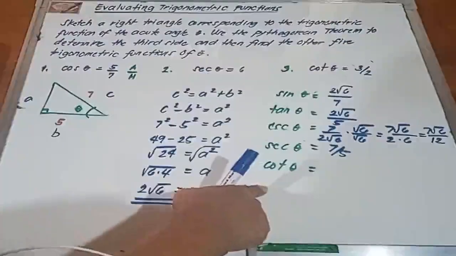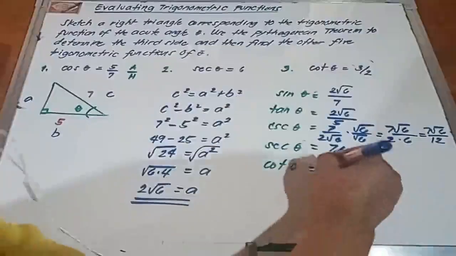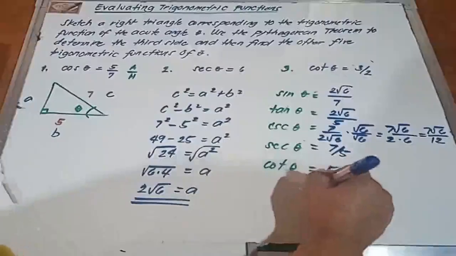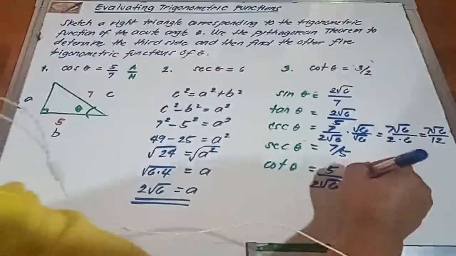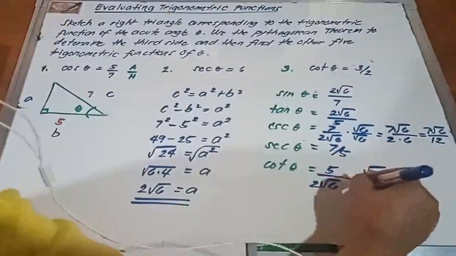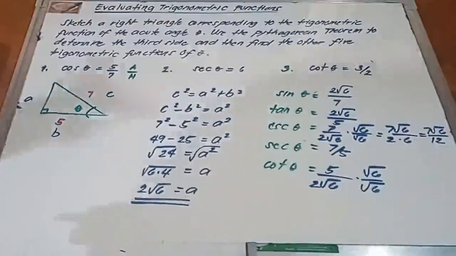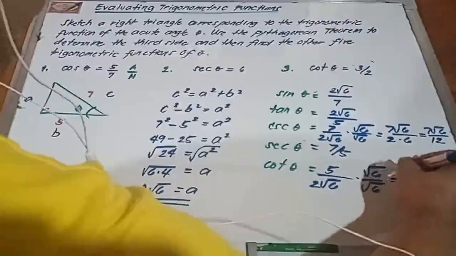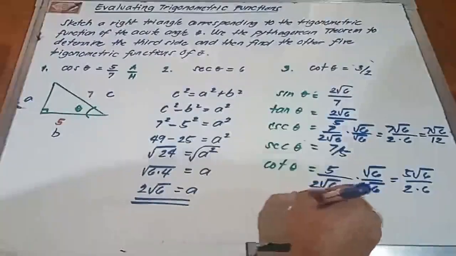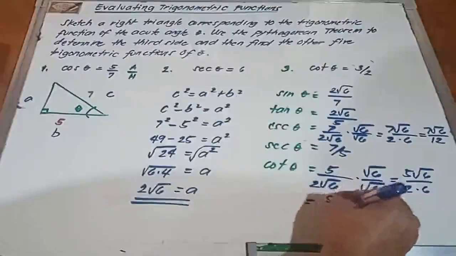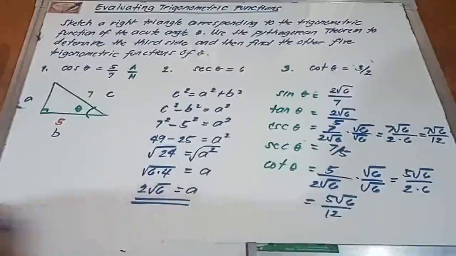And for cotangent, reciprocal lang nito. So that is 5 over 2 square root of 6. Okay? Now, rationalizing, multiplying both numerator and denominator by square root of 6. So we have 5 square root of 6 over 2 times 6. So that is equal to 5 square root of 6 over 12. Okay? So, ganun lang ang pagkuha ng other 5 trigonometric functions given ang isang trigonometric function.